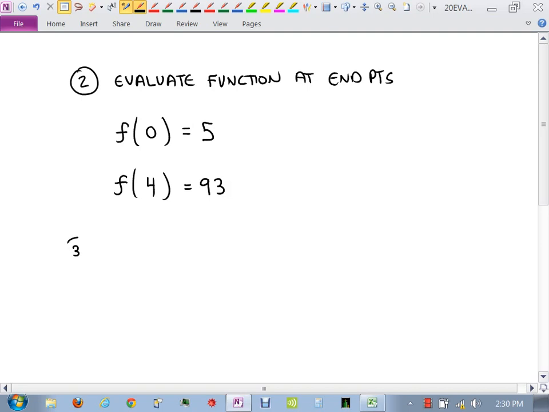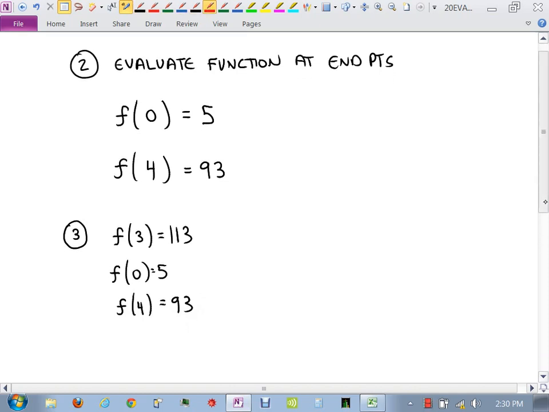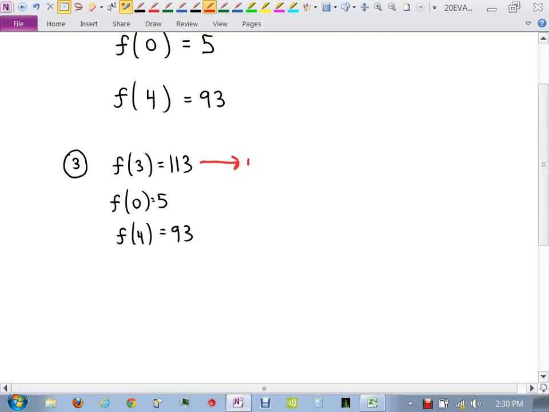So step 3, you want to compare. So I'm going to go and look at step 1. I had f of 3 was 113. Step 2, I had f of 0 was 5. And f of 4 was 93. And just look at the biggest number you have, right? Biggest number would be 113. This is your absolute max. Smallest number you have is 5. That's your absolute min. So we're referencing the output, right? What came out of the function, the biggest one and the smallest one.